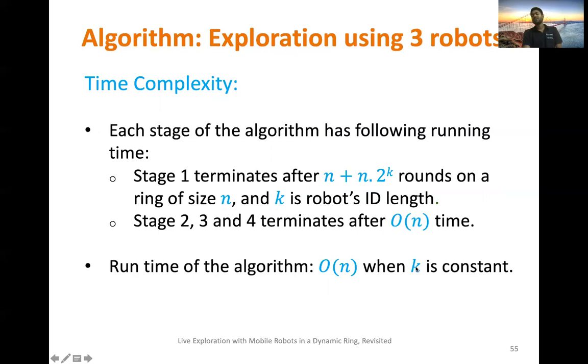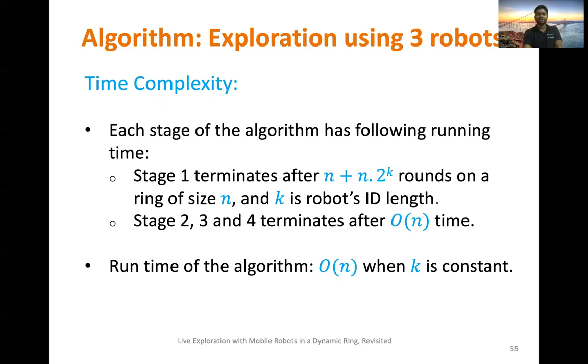Why? Because for, let's say, 3 robots, to have distinct IDs, only 3 bits are enough, right? In fact, 2 bits are also enough. So typically k is constant.